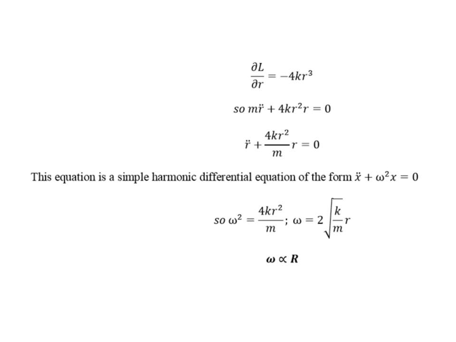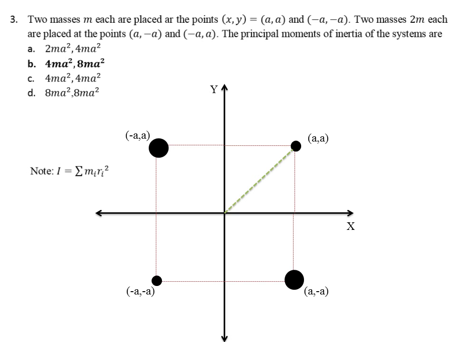So this equation is a simple harmonic differential equation of the form x double dot plus omega square x is equal to 0. So omega square equal to 4 k r square by m, and omega is equal to 2 into root of k by m into r. So omega is proportional to r. That's the answer.